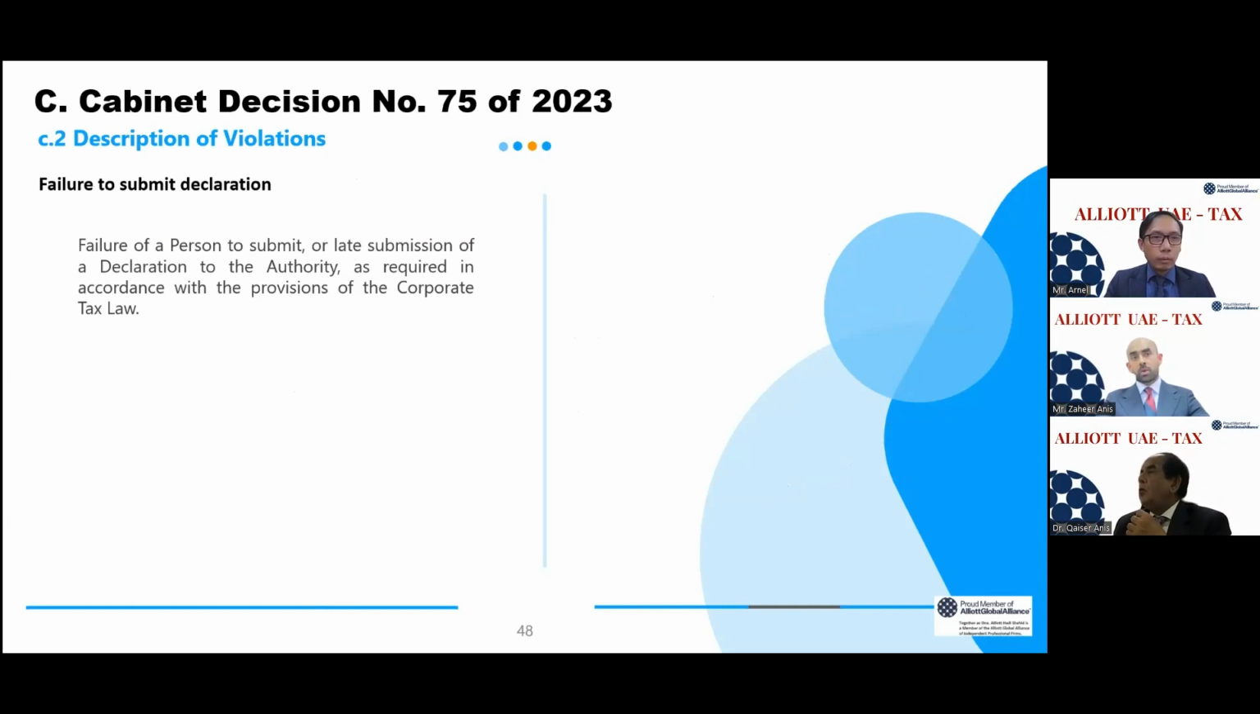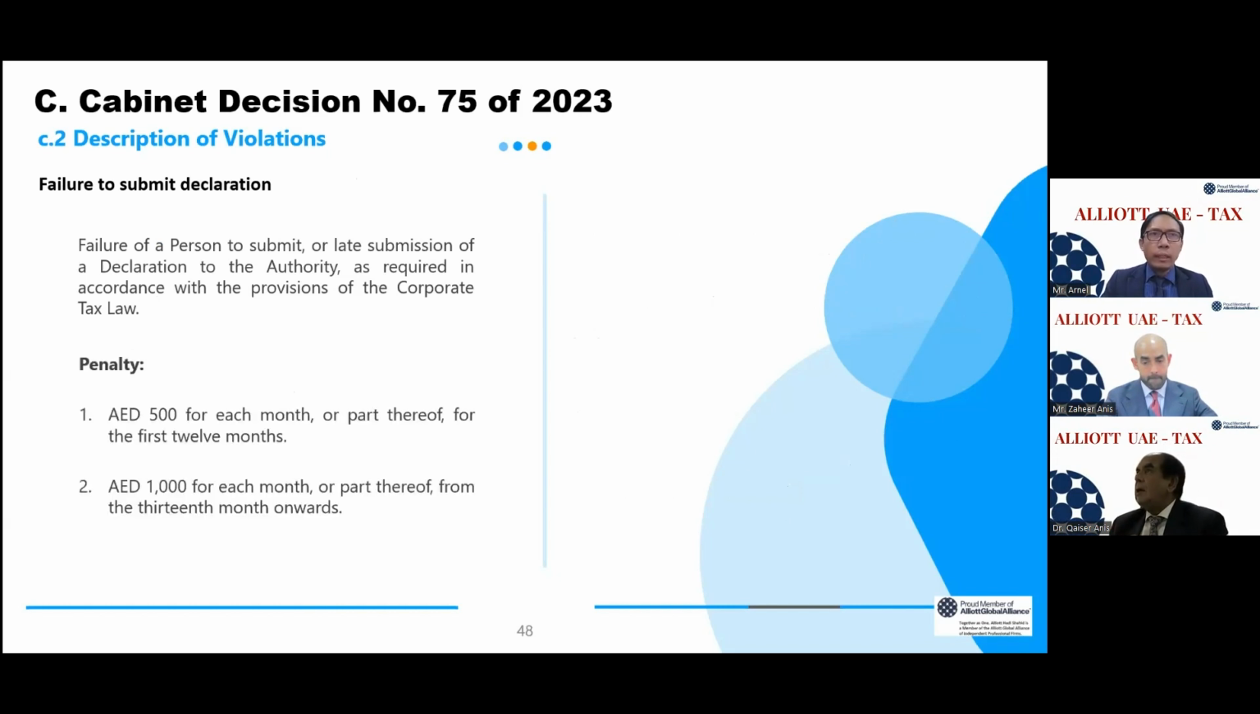Yes, what about submitting a declaration, Arnold? Okay, so there's what we call the same rule of submitting a particular declaration. Remember, when we are submitting our return, there will be some supporting documents that we have to attach. Some of them are termed a declaration. If the authority is asking you to attach or submit a particular declaration, the penalty will be 500 dirhams for each month or part thereof for the first 12 months, and of course 1,000 dirhams for each month after that.